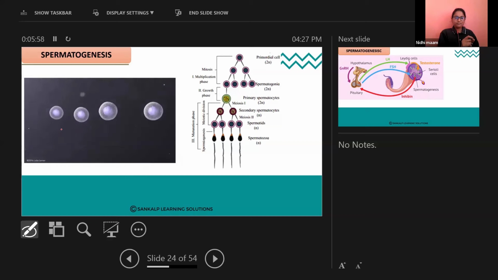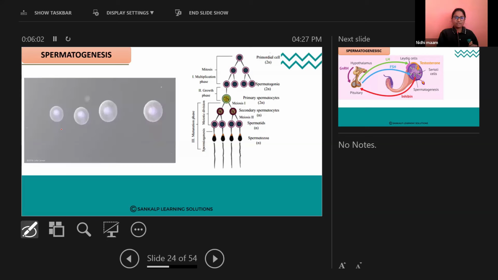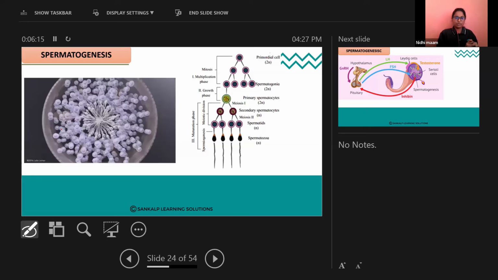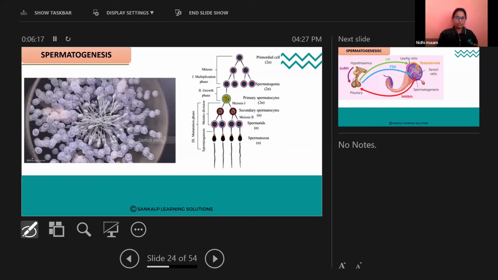Then these spermatids will change in structure. You can see there is a formation of the acrosome, head and tail. This process is called spermiogenesis.